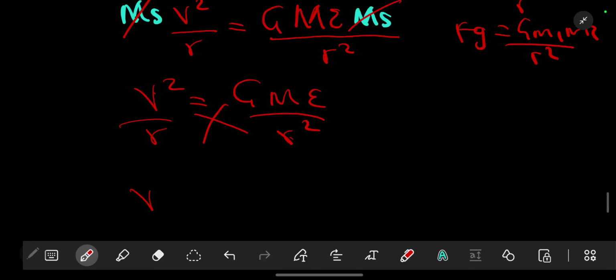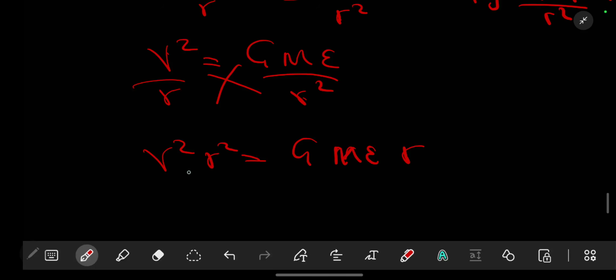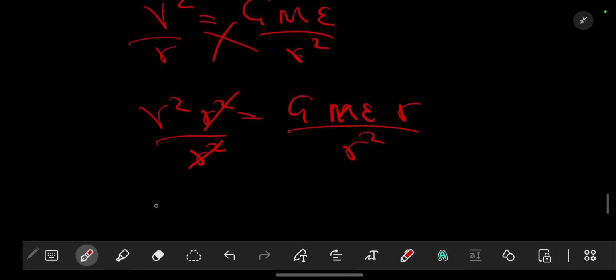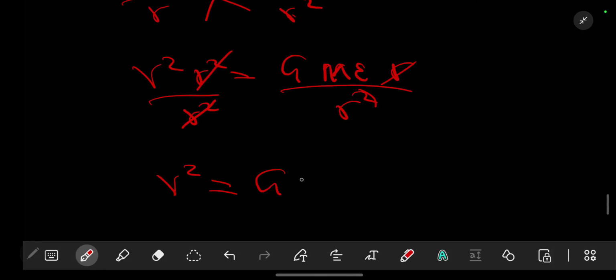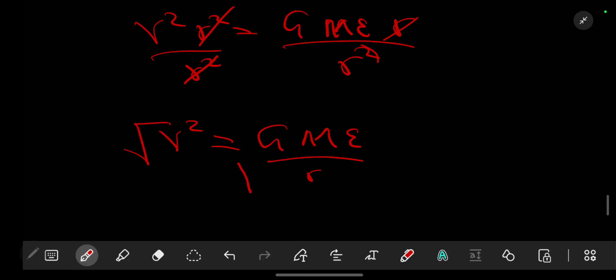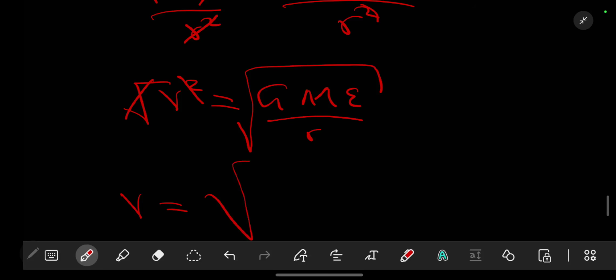This times this gives v squared r squared equal to G m e times r. To leave v alone, we divide by r squared, so that v squared is equal to G m e over r. So this is our formula. Let's find the square root, so that v is equal to the square root of G m e over r.